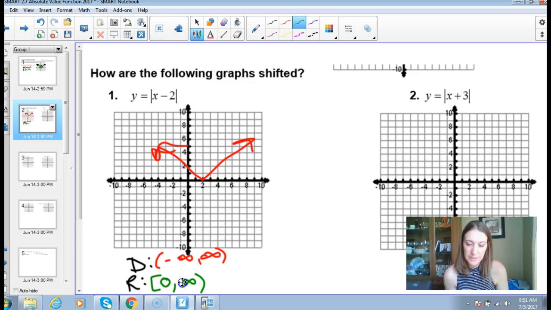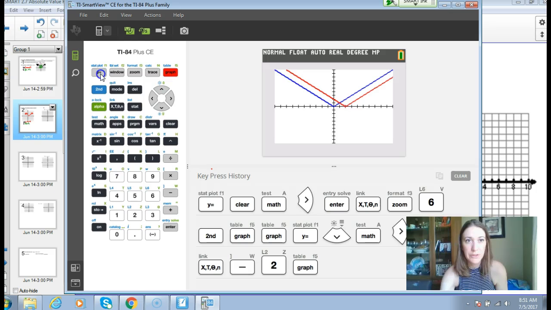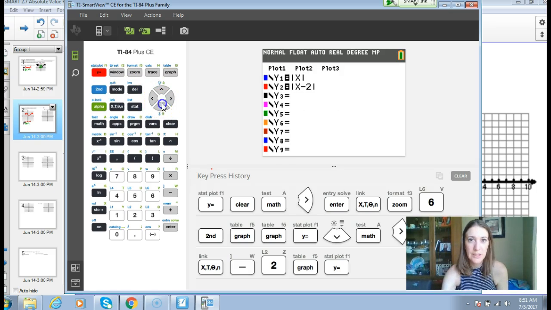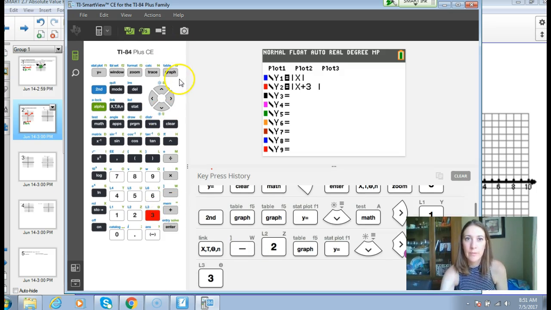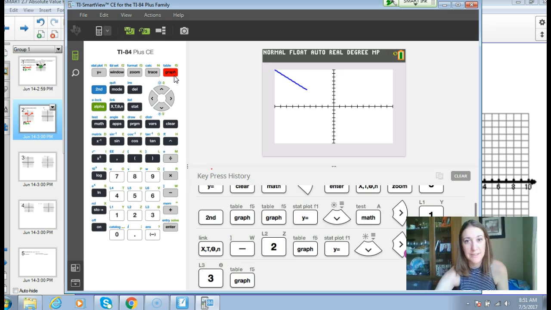So this next one, going back to your calculator, and you could go down to y3 if you wanted to, or you could go ahead and just change y2, say |x + 3|. And you probably have a guess as to what this is going to do. There's the mother function, and there's the new shifted function, which has been shifted left 3.